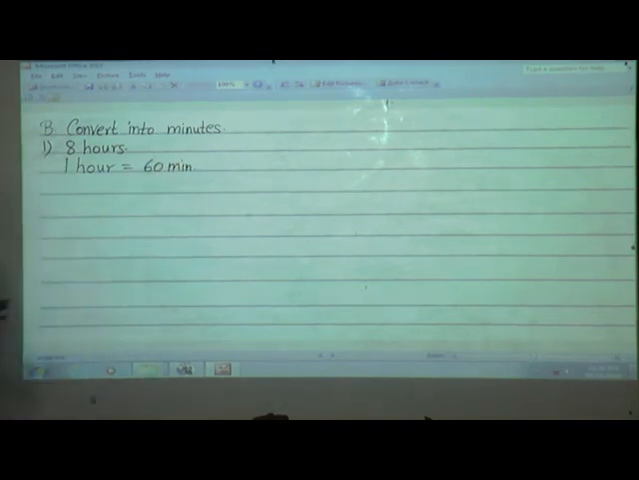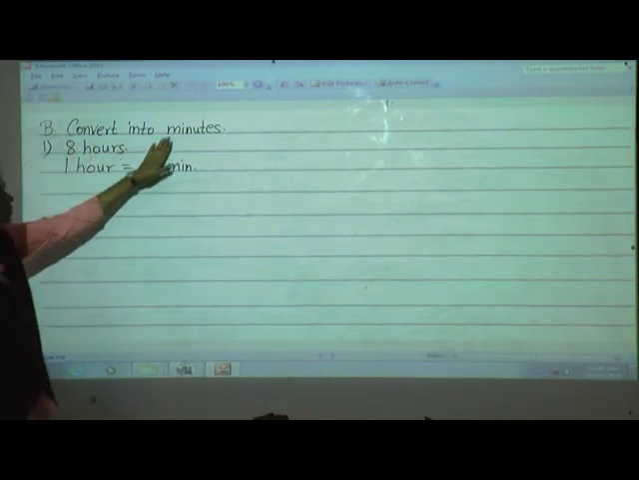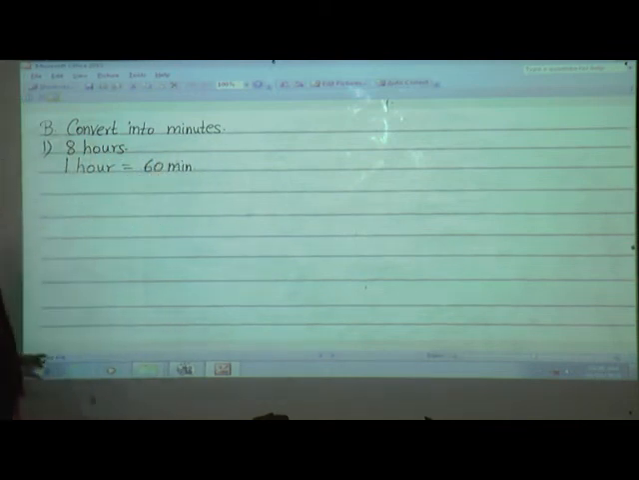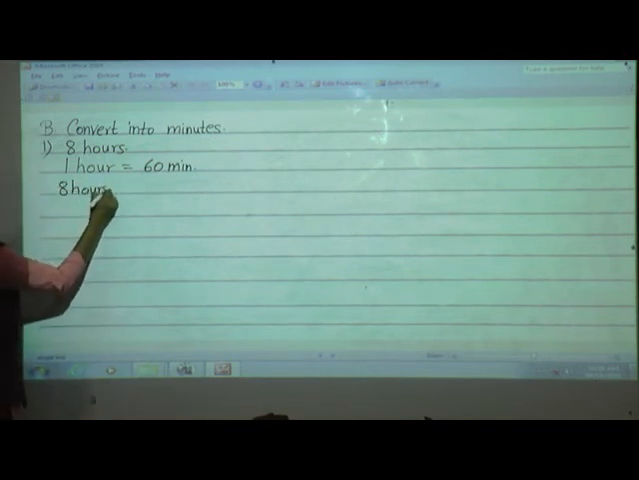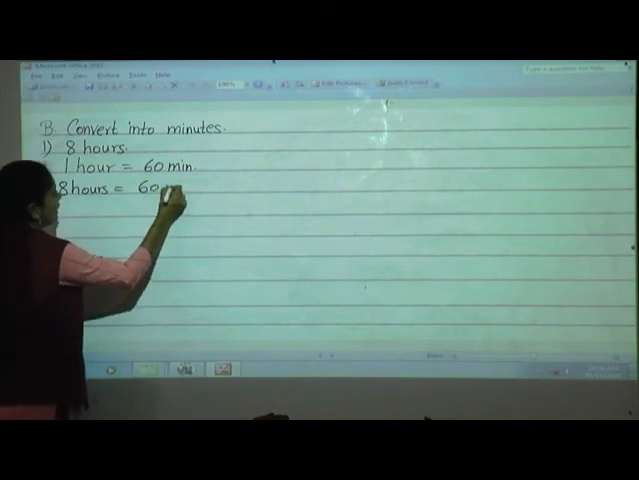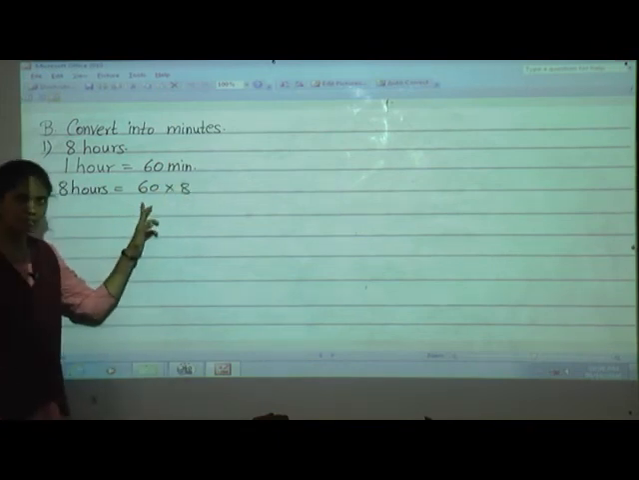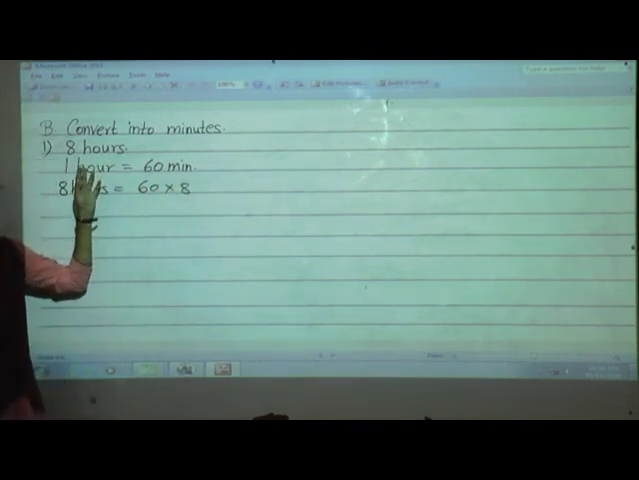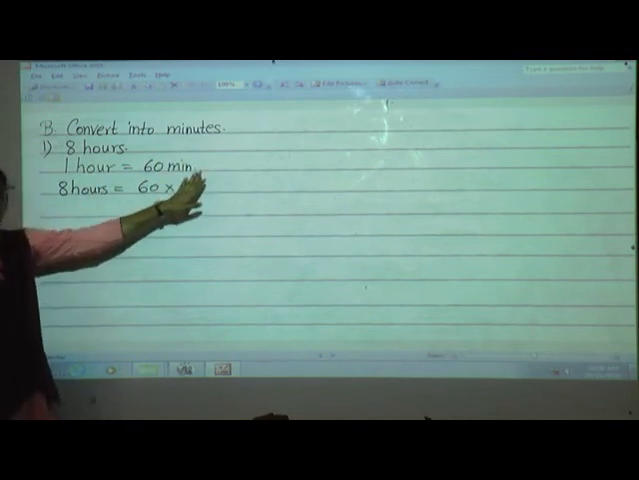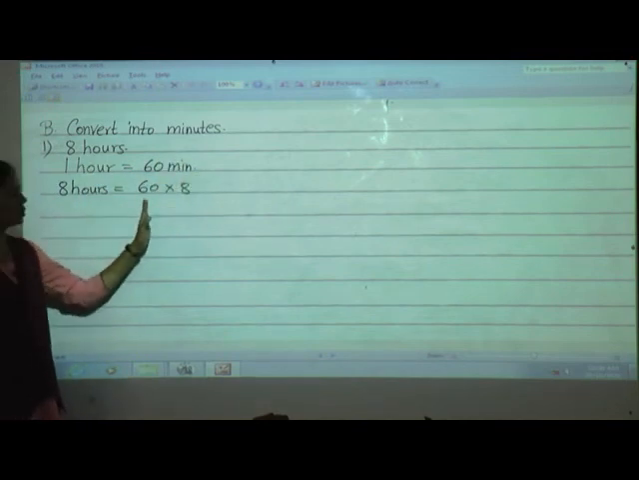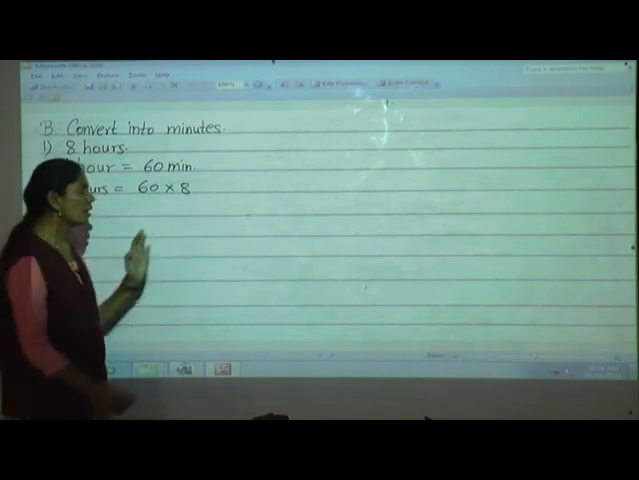Okay, now what is the question? 8 hours. These 8 hours we have to convert into minutes. So what you will do? 8 hours is equal to 60 into 8. We have to multiply the given hours by 60, then it will be converted into minutes. So 8 hours is equal to 60 into 8 minutes.